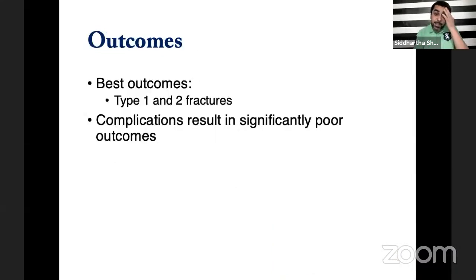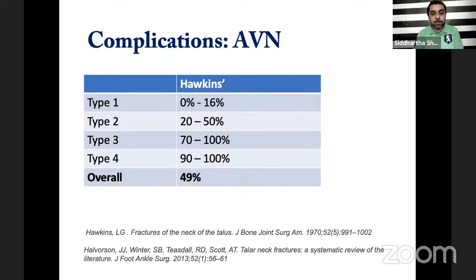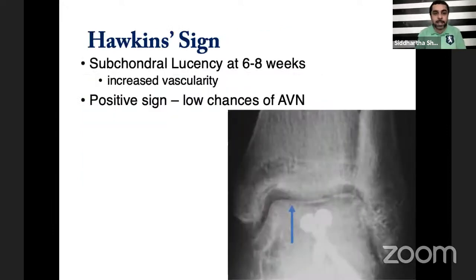So let's look at the outcomes and complications here. So the best outcomes for these fractures are for type 1s and 2s, which do not have complications in the post-operative period. Classically, AVN, the overall rate is 49%, and Hawkins type 3s and 4s are associated with 70 to almost 100% rates of AVN. And this was again one of the thoughts in my mind when I showed you that case of type 3. So we wanted to prevent AVN, why not do a primary fusion in that case?